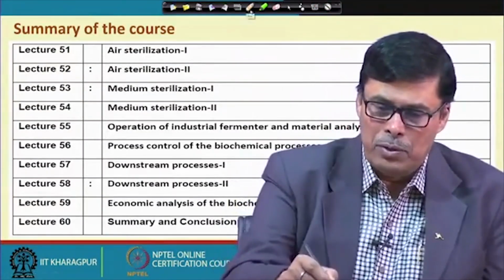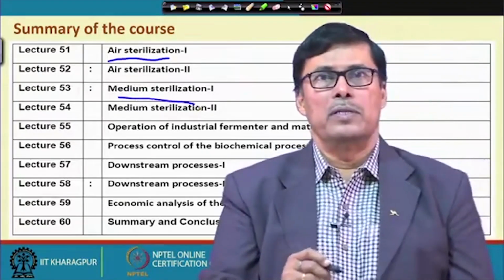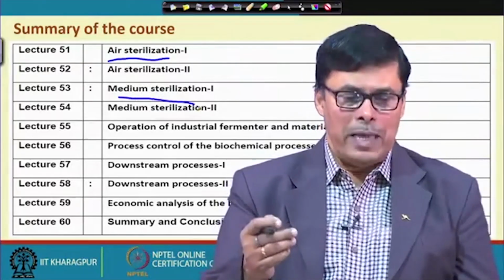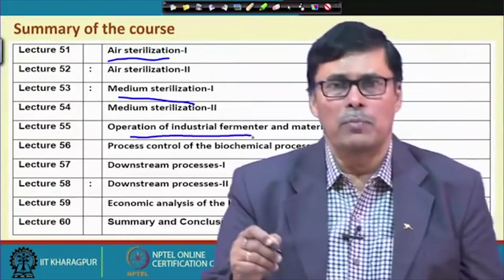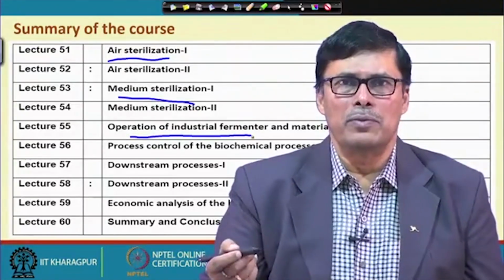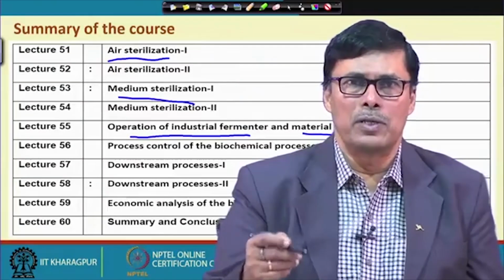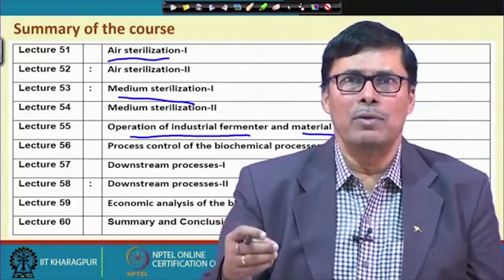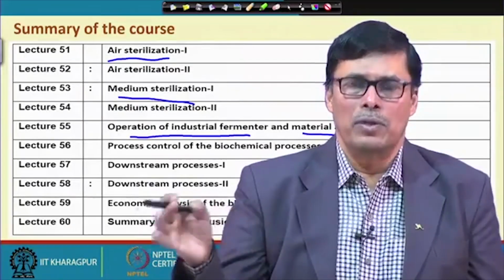We also discussed air sterilization and medium sterilization of this process in detail, and how these processes can be designed. And then operation: we have given the instance of the operation of an industrial fermentation process. I have given the instance of the citric acid industry, and how you can do the material analysis of the process, how you can calculate how much material is required through the operation of the different processes.